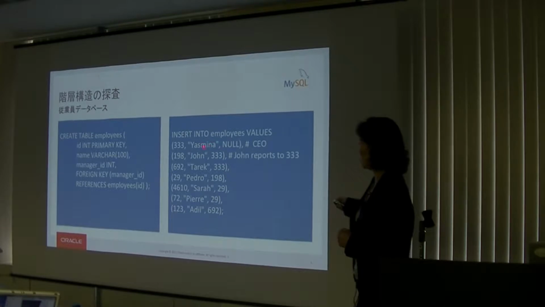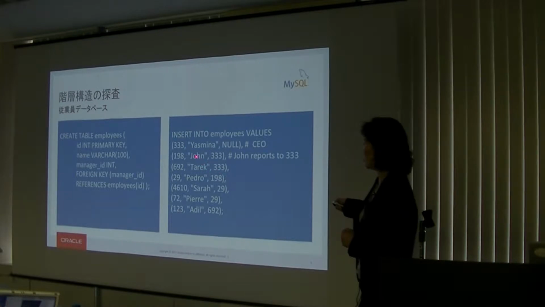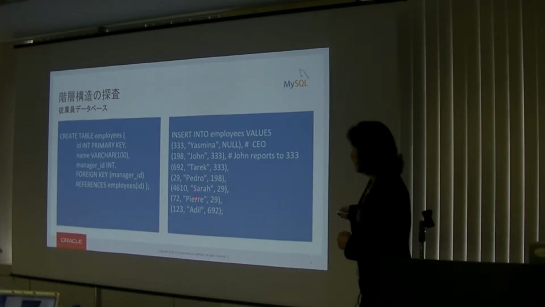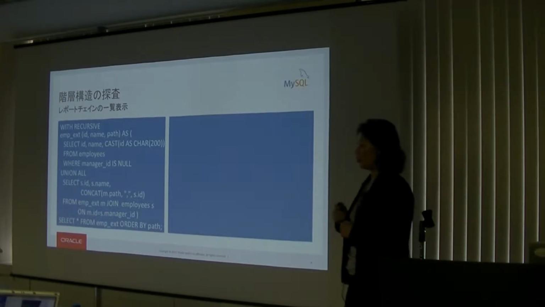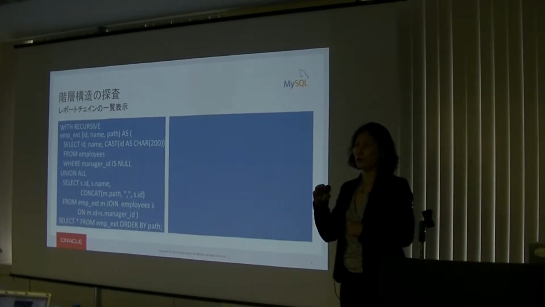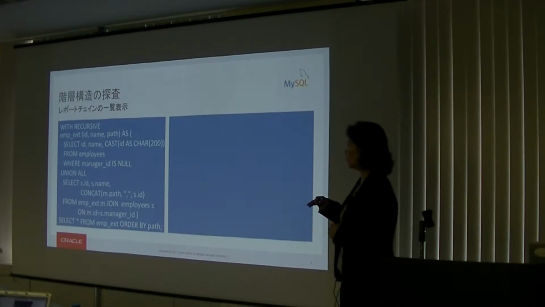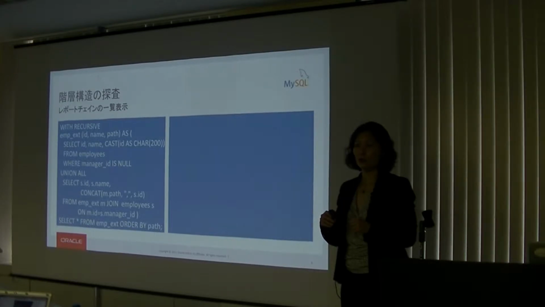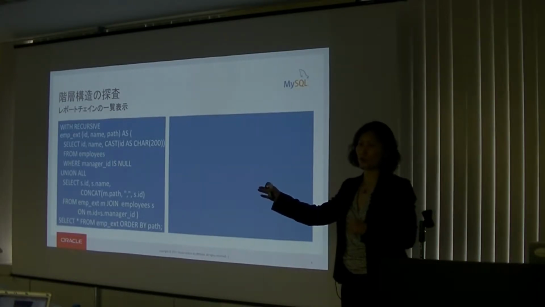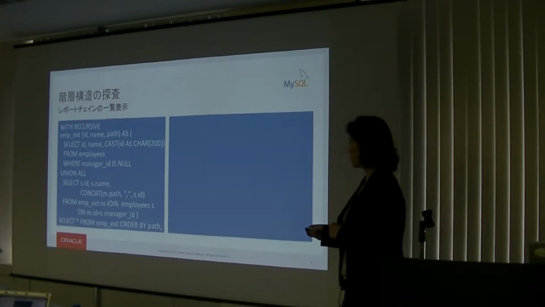Tarek also reports to Yasmina. Pedro reports to 198, which is John, and Sarah reports to, I think it's, we'll keep going. Sarah reports to Pedro, because Pedro has employee ID 29. So I have a query. I want to know the reporting chain of every employee in the employee table. So for each employee, I want to know what's the reporting chain.